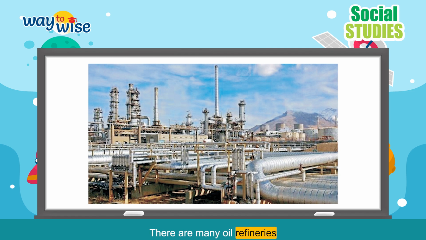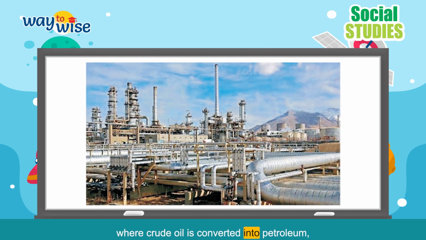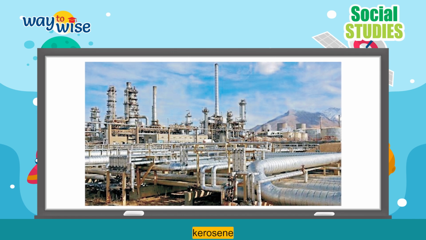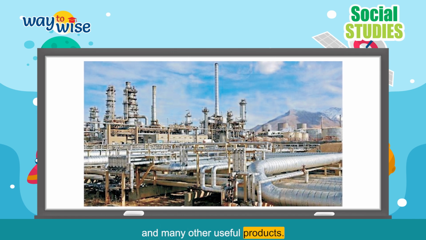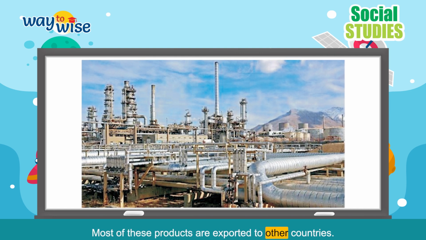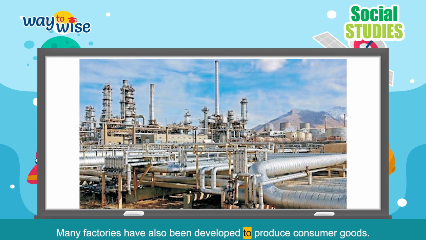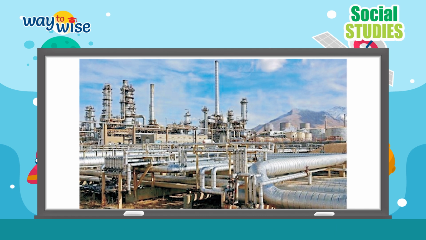There are many oil refineries in Saudi Arabia, where crude oil is converted into petrol, diesel, kerosene and many other useful products. Most of these products are exported to other countries. Many factories have also been developed to produce consumer goods.